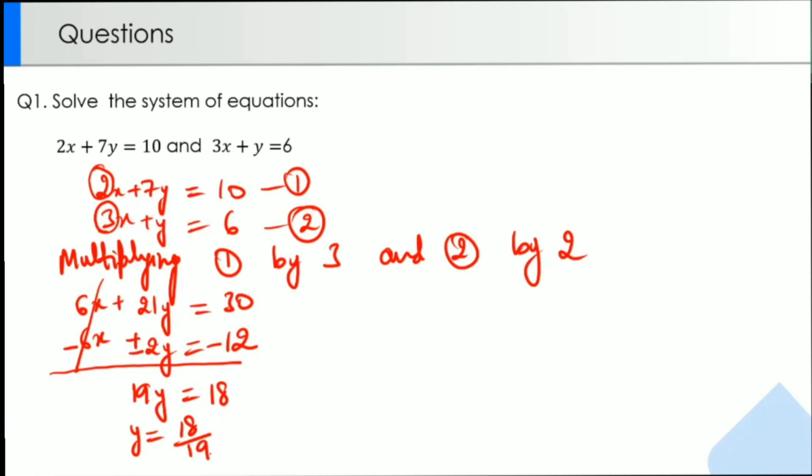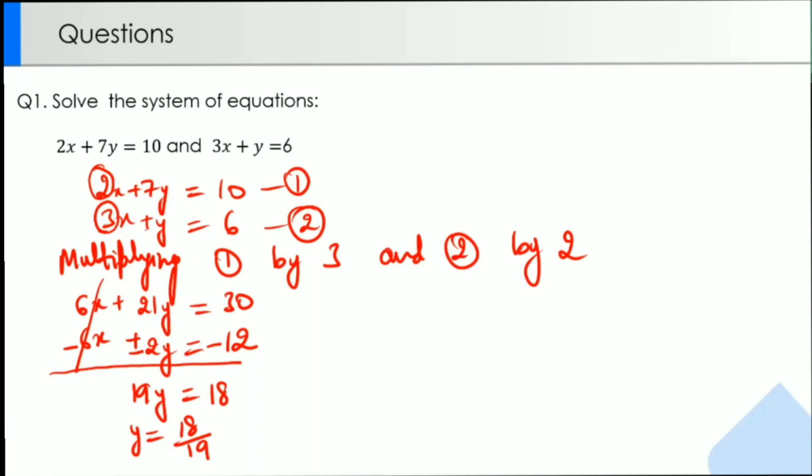Now you have two options. Either you can now eliminate y and get the value of x, or you have already got one variable's value, so you can substitute that value in any of the equations and get the value of the second variable. Whichever method is convenient. Let us equate the coefficients of y and get x.